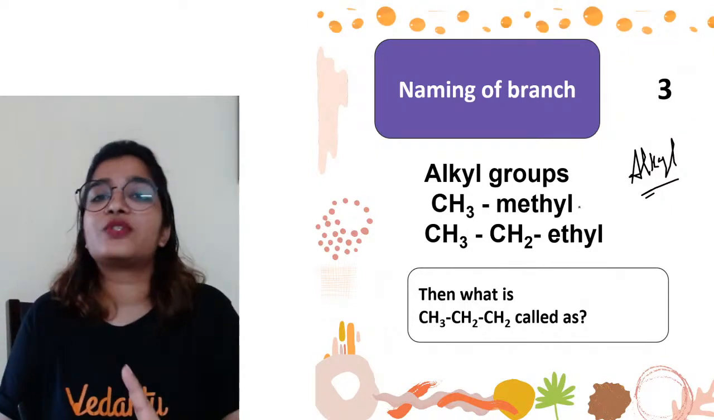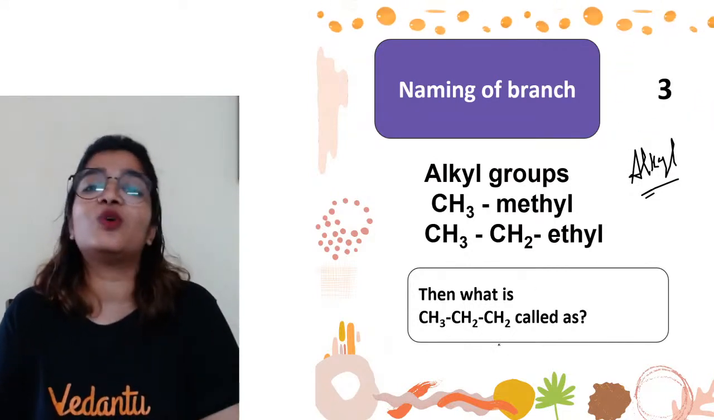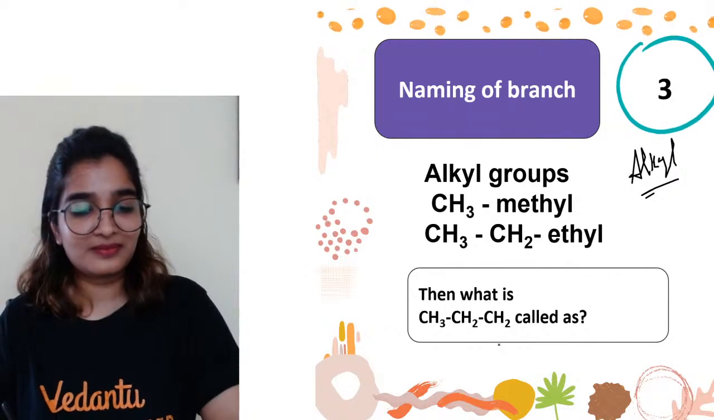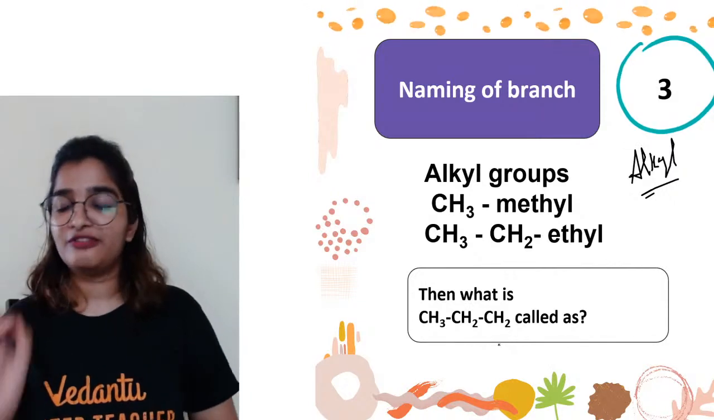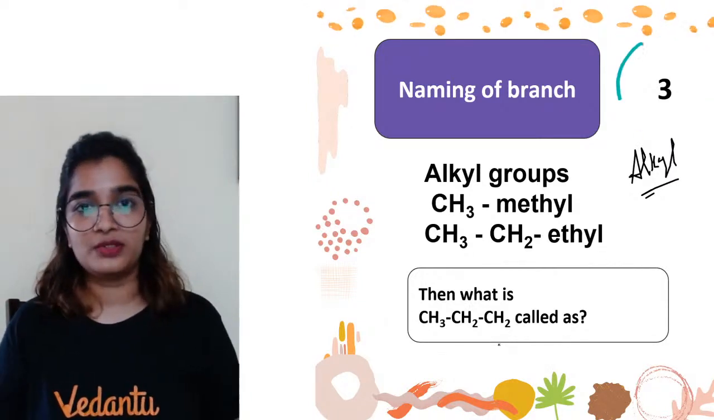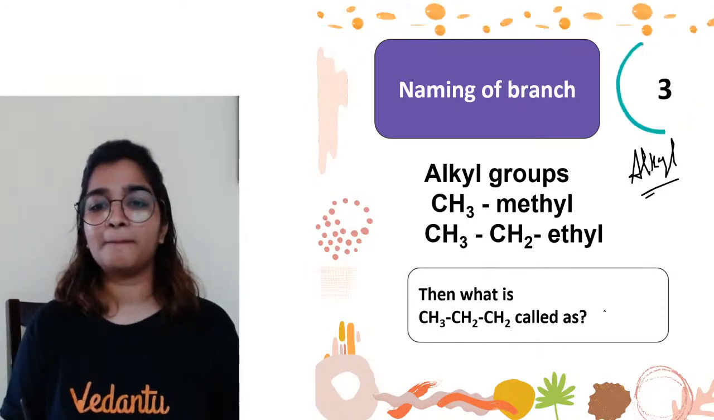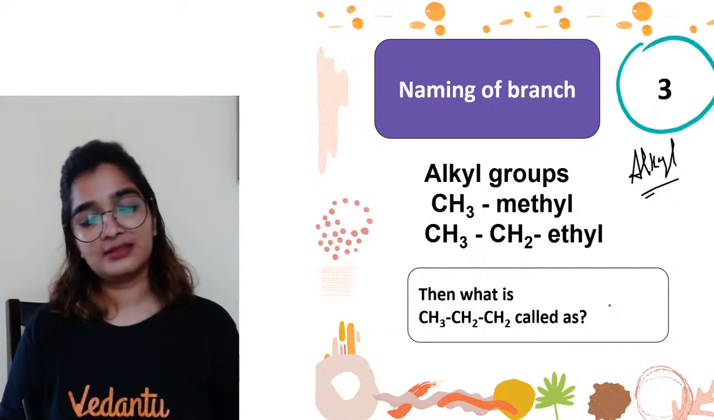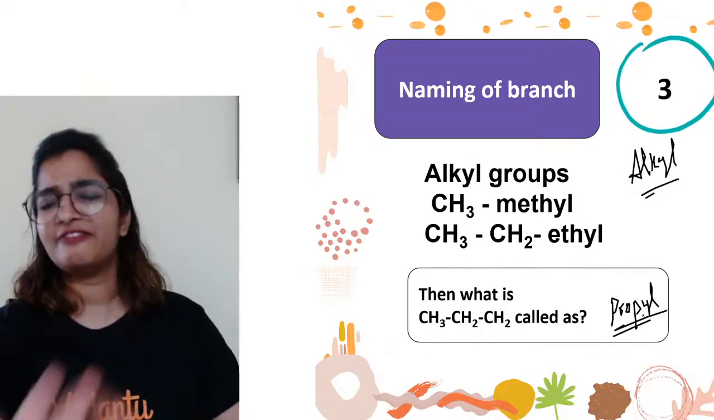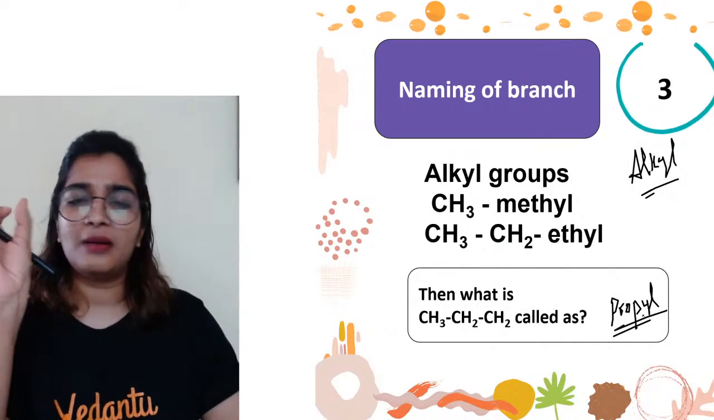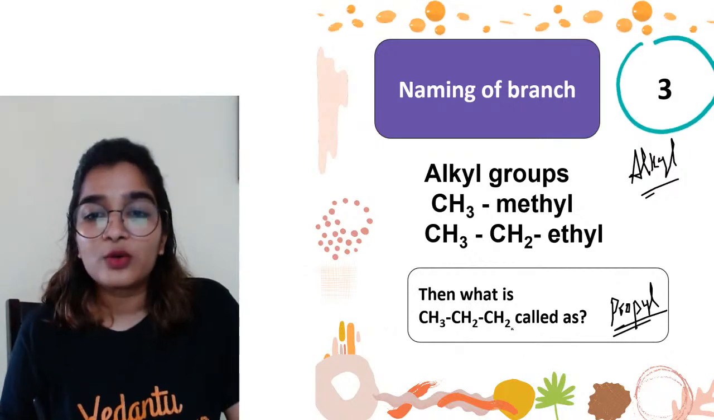So if CH3 is called methyl, CH3CH2 is called ethyl, then what do we call CH3CH2CH2? Quickly tell me. Yes, one less hydrogen, that's all. So when you remove one hydrogen atom from an alkane, you will get an alkyl group. Yes, it is propyl. Very simple. Just count the number of carbon atoms. What will be its root word? Pro. As you know, it has one hydrogen less.